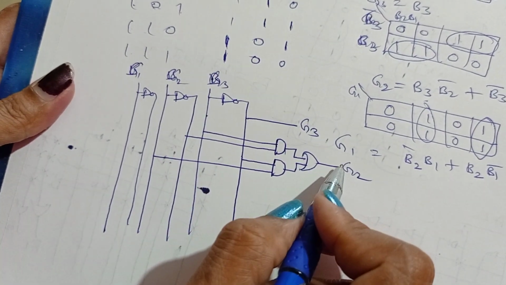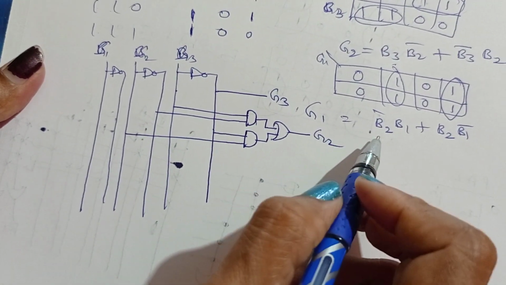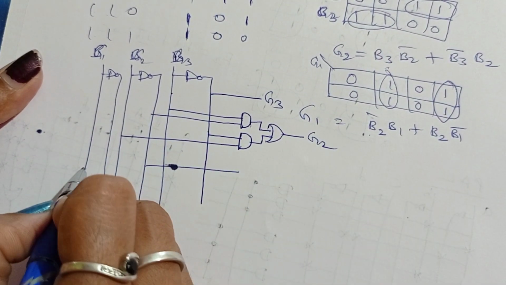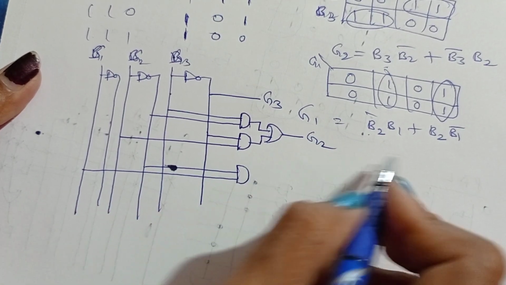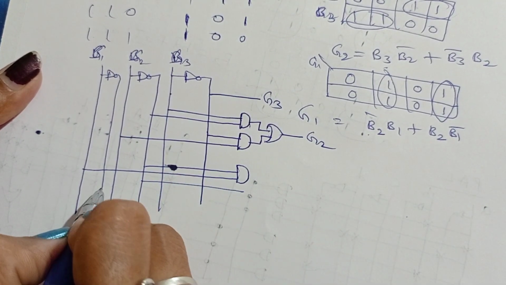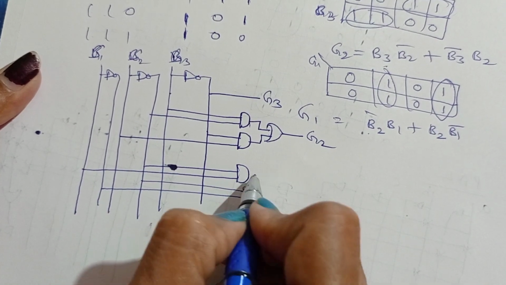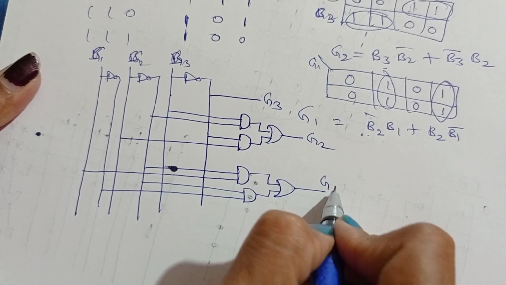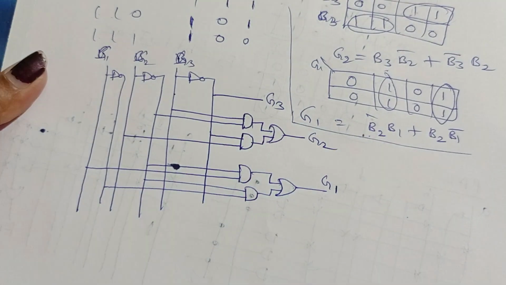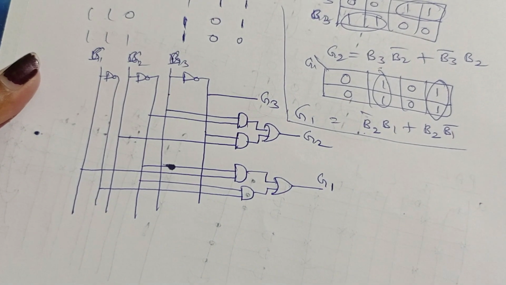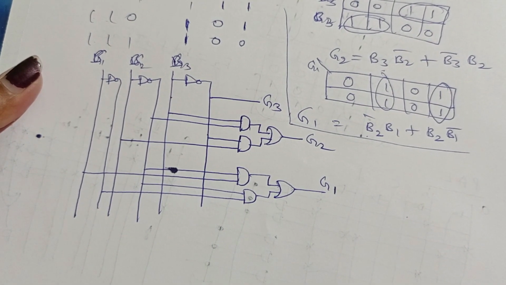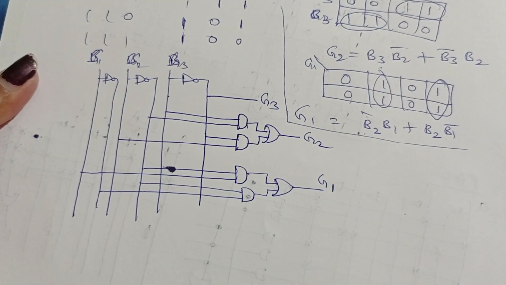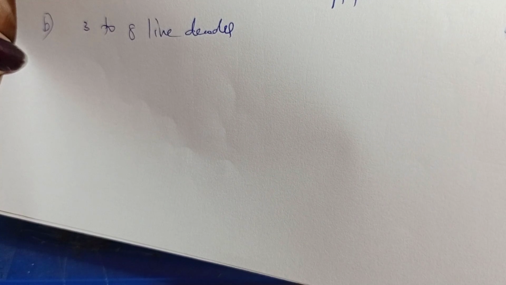Next G1. G1 is B2 bar B1 AND gate, B2 B1 bar AND gate. Connect using OR gate. This becomes G1. This is the design of this. Suppose using ROM, means here we should use ROM. That's it. 3 to 8 line decoder.